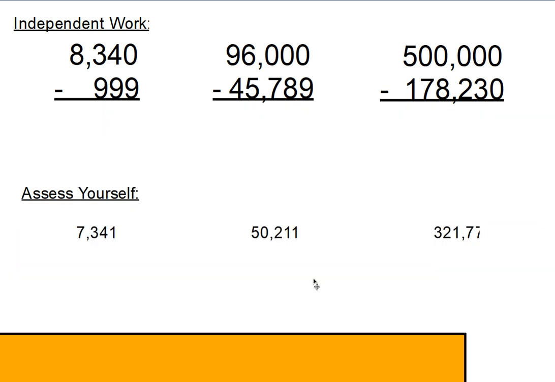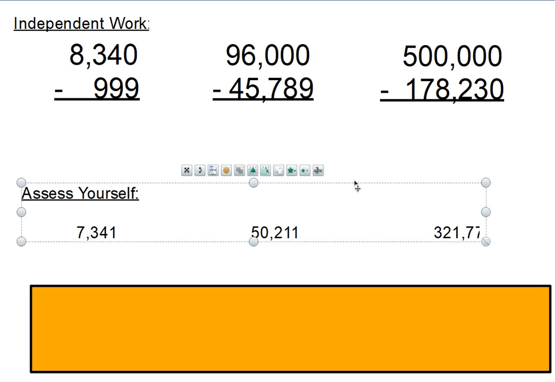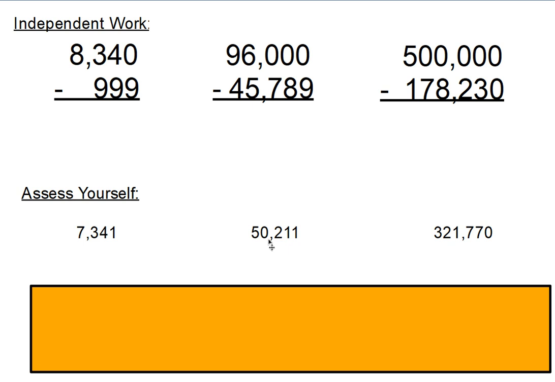Now you're going to assess yourself. Okay, and these are the answers to your independent work that you just did. So assess yourself. Okay, so the first answer, the difference is 7,341. The second question, the difference is 50,211. And the third question, the difference is 321,717.